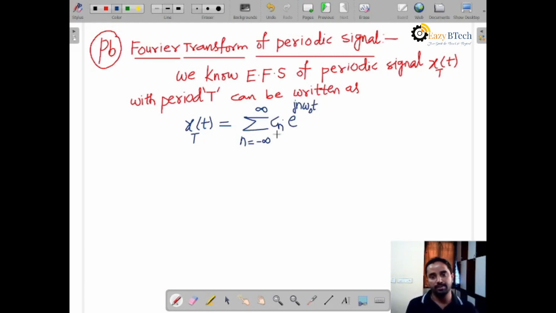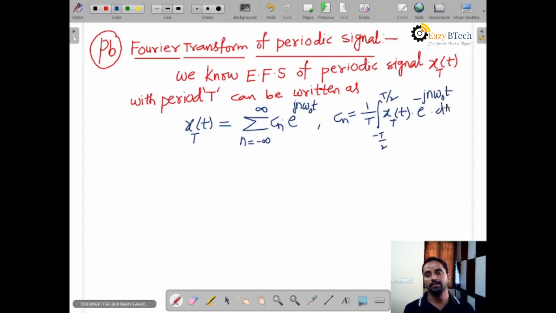Here cn is the exponential Fourier series coefficient, and we have a formula for that cn. So cn is equal to 1 by T integral from minus T by 2 to plus T by 2, or 0 to T, over one time period, of x(t) into e to the power minus jn omega naught t dt. So these are the Fourier series coefficients of the exponential Fourier series. Now we are going to apply the Fourier transform to this periodic signal. So apply the Fourier transform on both sides.